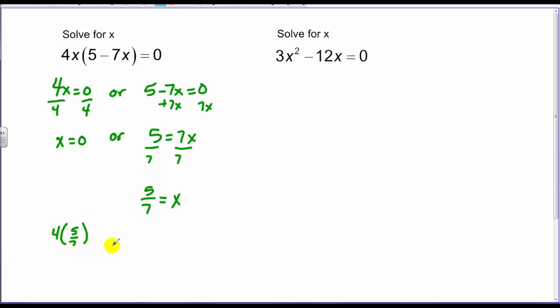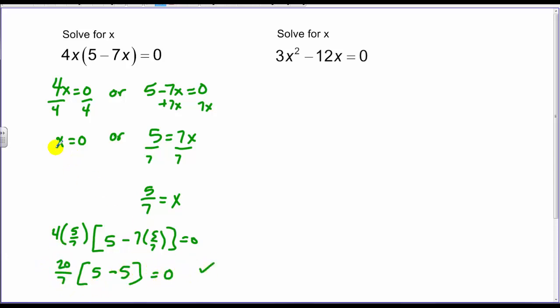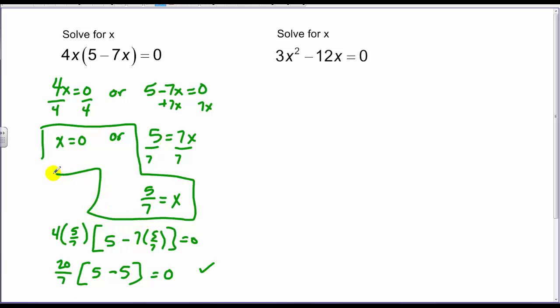4 times 5/7 times 5 minus 7 times 5/7 better equal 0. 4 times 5/7 is 20 over 7. And then I have 5 minus 5. 5 minus 5 is 0, and 20 over 7 times 0 is 0. So it checks out. So my answers are x equals 0 or x equals 5/7.